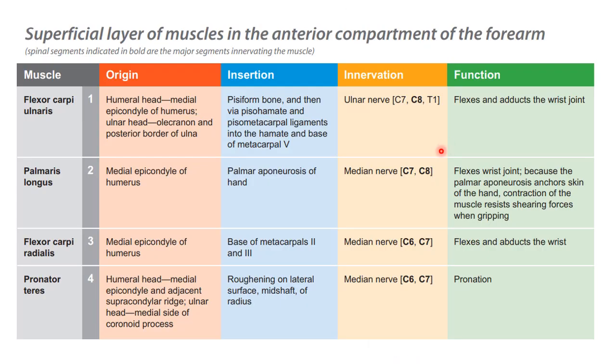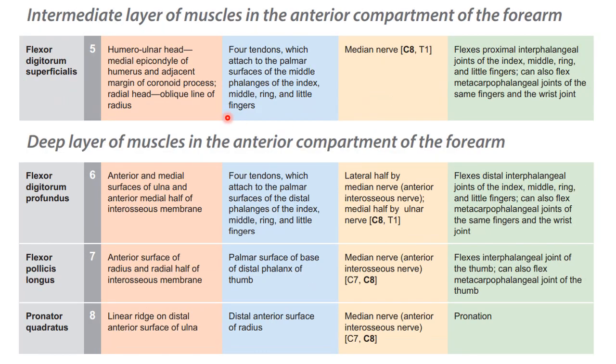These are tables summarizing the muscles of the anterior compartment, divided according to the layers. These are the muscles of the superficial layers, all showing the origin, insertion, innervation and function. Keep in mind you need to remember and memorize the root value for each nerve. This is the intermediate layer, flexor digitorum profundus, and lastly these are the deep layer muscles of the anterior compartment. This is the end of our lecture today. Thank you.